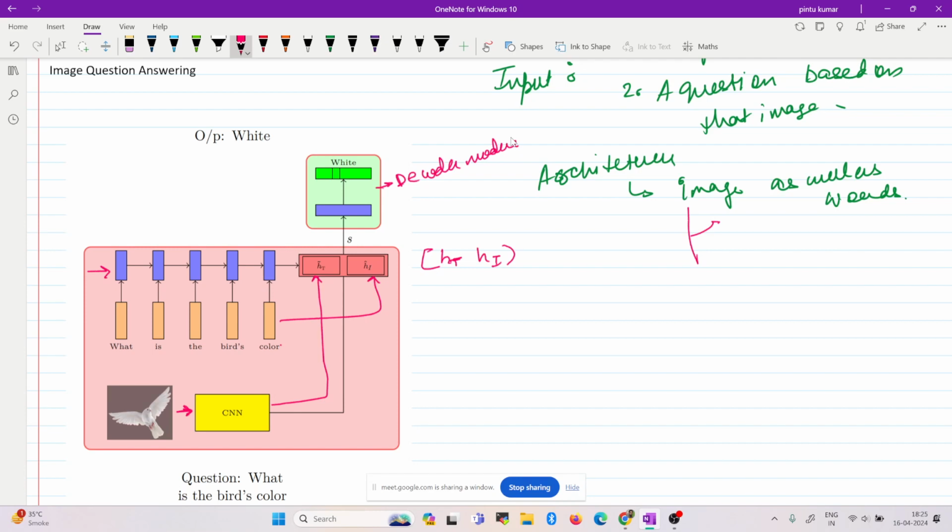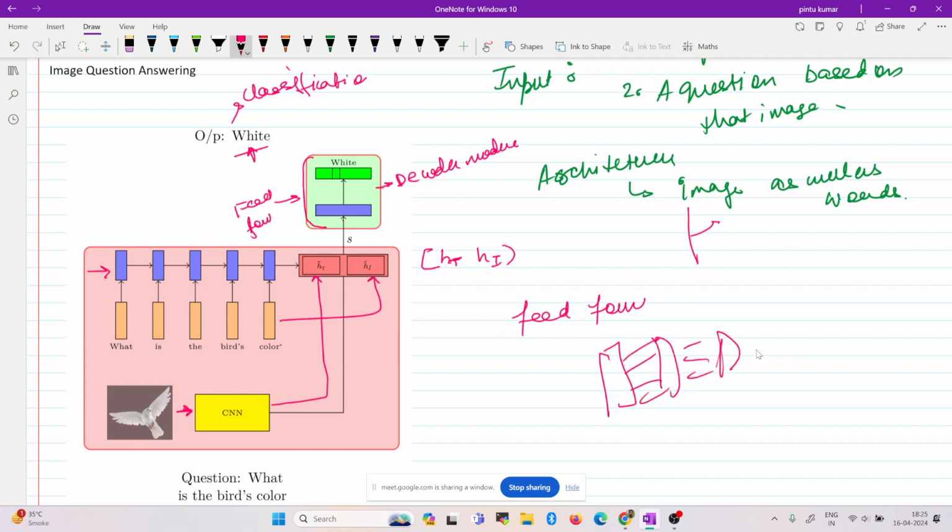Okay. Now in this case, what is our decoder module? So we have to guess, not guess, we have to tell the color of this image, right? So this is a classification task. What is the kind of architecture that we learned for simple classification? It was a feed forward neural network, right? So this block over here represents your feed forward neural network. So this concatenated vector will be the input, then you will have some layers, and at the end you will have a softmax that will tell you the probability of different colors.